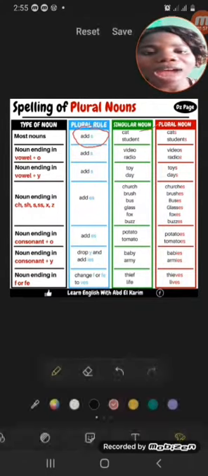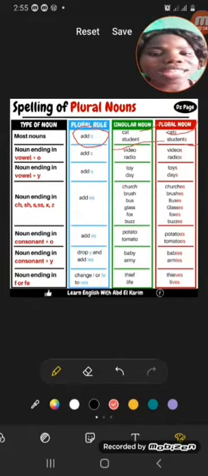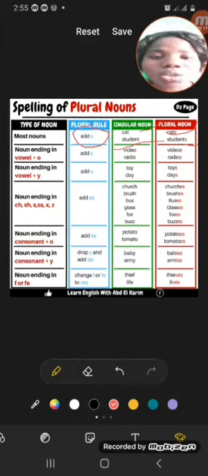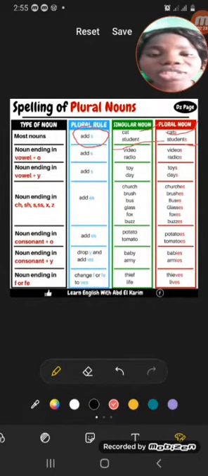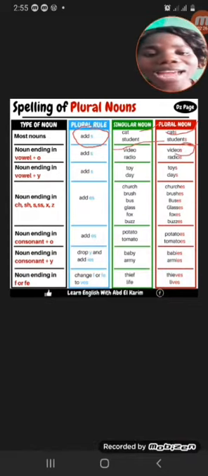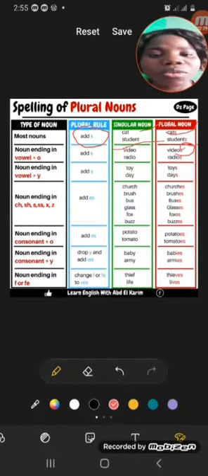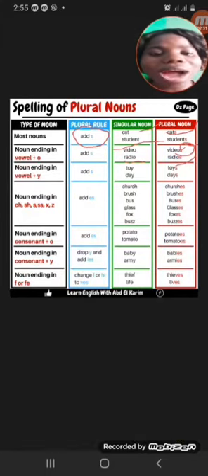Like cats, we have cats. We have students, we add S. Then sometimes we also add S to some words that end in O. Take for example video. What is the plural of video? The plural of video is videos. So we add an S to it as well. Radio, we have radios. You add an S.